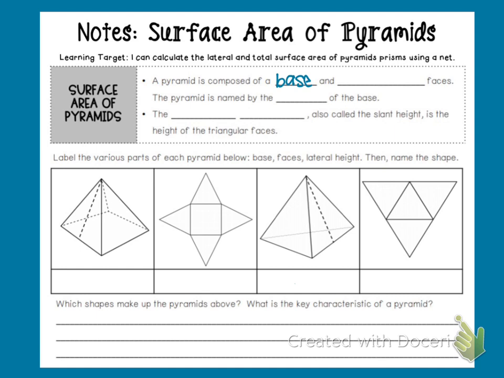and 4 faces. The pyramid is named by the shape of the base, and the slant height, also known as the height of the triangular faces. I'm sorry, not pyramid height. I don't know what I was thinking. It is the lateral face.